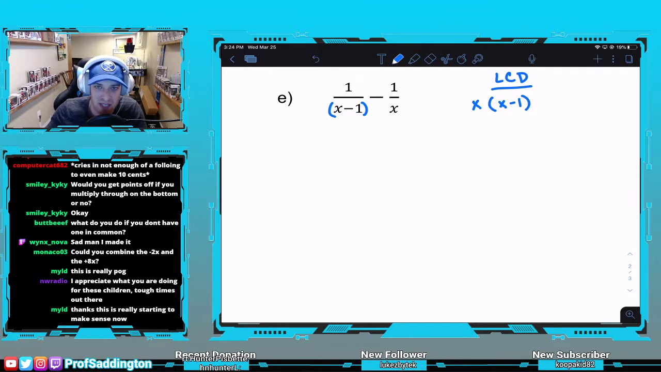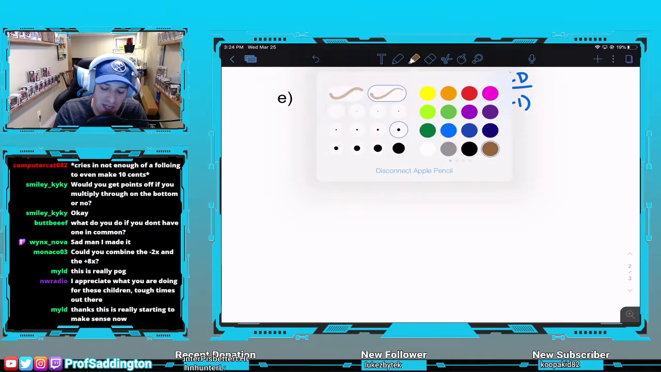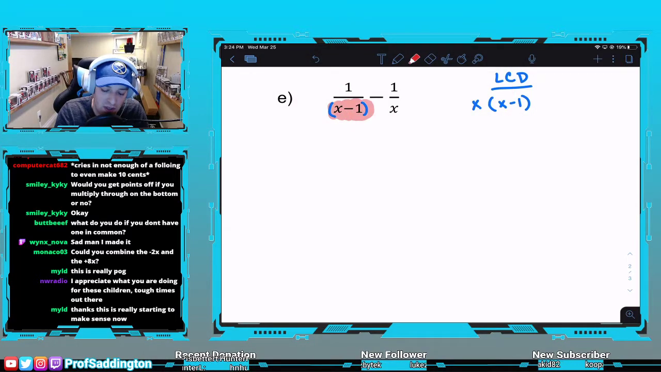And you can put the single x at the end. I just like putting the single numbers or letters at the beginning. So I'm hoping you guys are recognizing that x minus 1 was the first denominator and x was the second denominator. So if you don't find one that's the same, that just means that all of them will be your LCD. Okay?